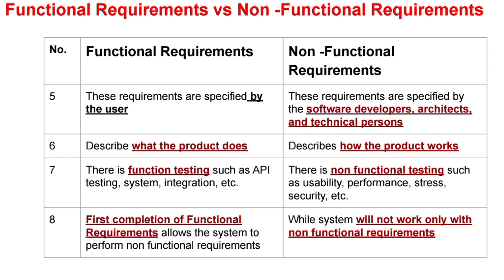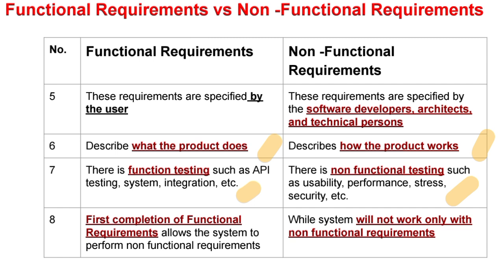The functional requirement we can describe as what the product does. Non-functional requirement describes how the product works. So what the product does is the functional requirement, and how the product works is the non-functional requirement. Next, in functional requirement, we do functional testing such as API testing, system integration, etc. In non-functional testing, what we mostly do is usability, performance, security testing, and things like that.